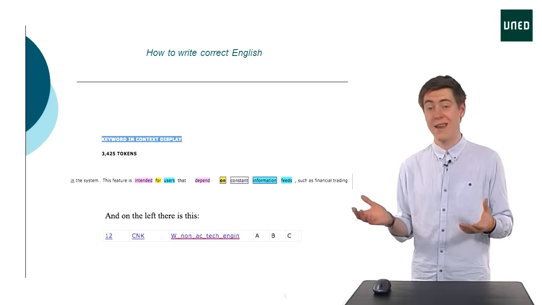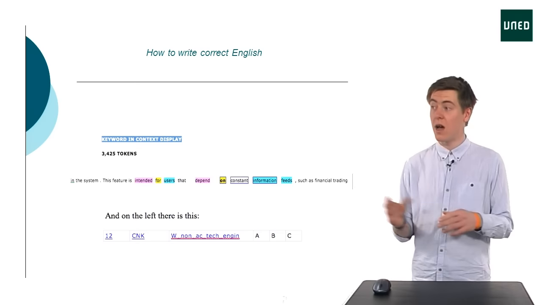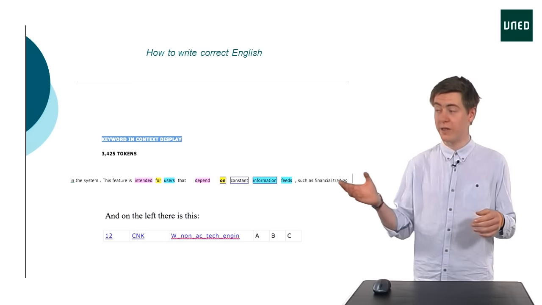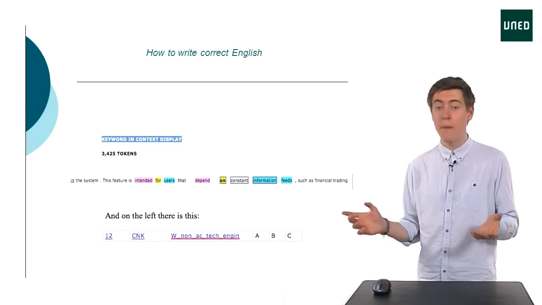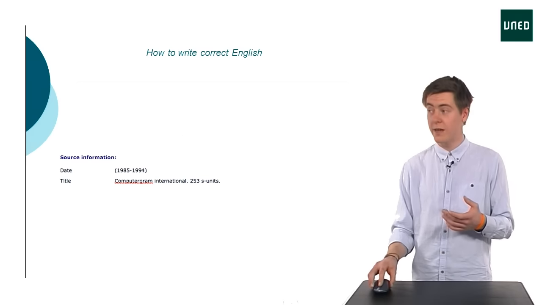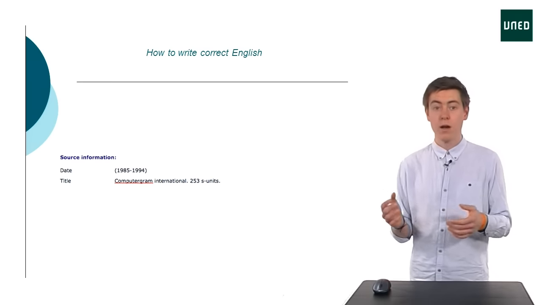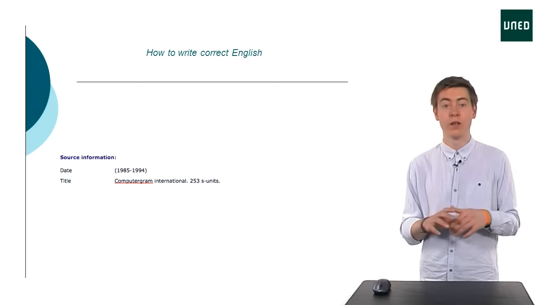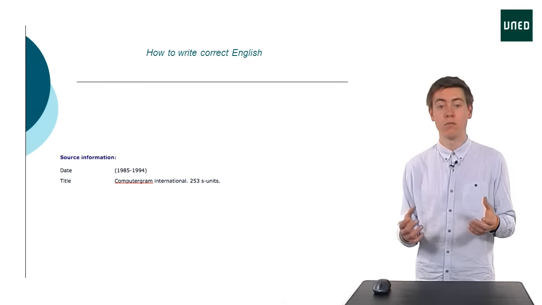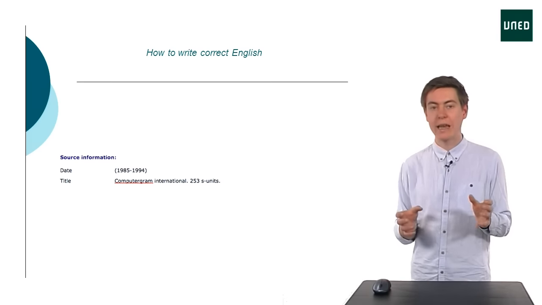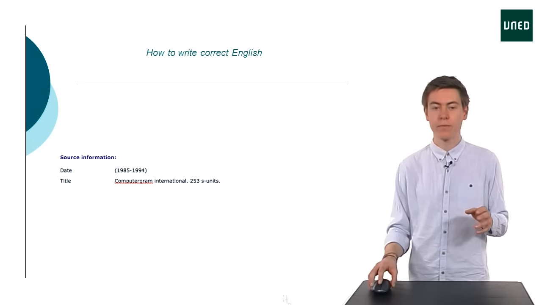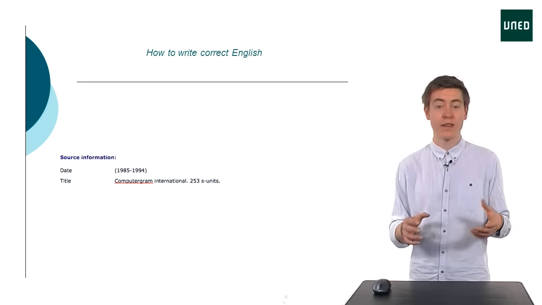One of the uses of depend in the corpus. And on the left, there is this. If you click on this, a page opens, which starts like this. And what this tells you is what the text is and when it was written. And there is also an expanded context below this. It tells you where the sentence comes from.